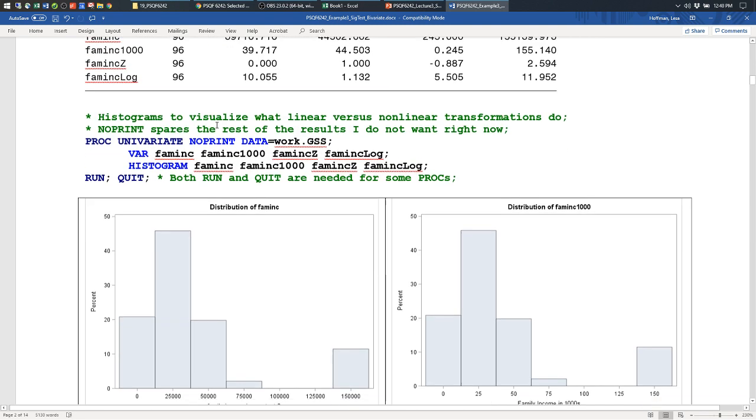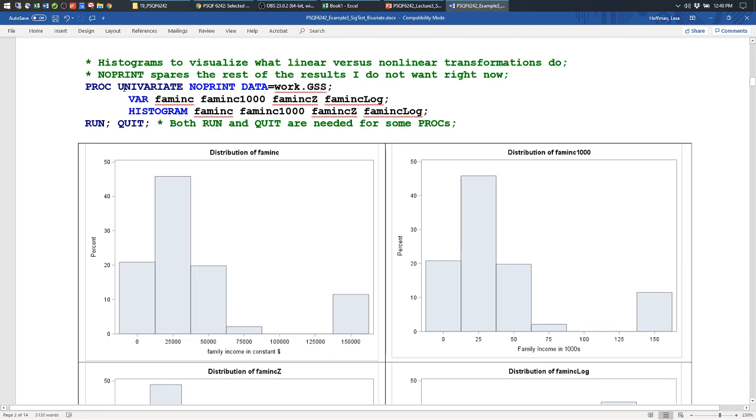I won't need you to make any pictures, but this is how we would do that. You'll see more of these today. Proc univariate, excuse me, gives you all kinds of additional descriptive statistics such as median, mode, quantiles, percentiles, and that kind of thing.